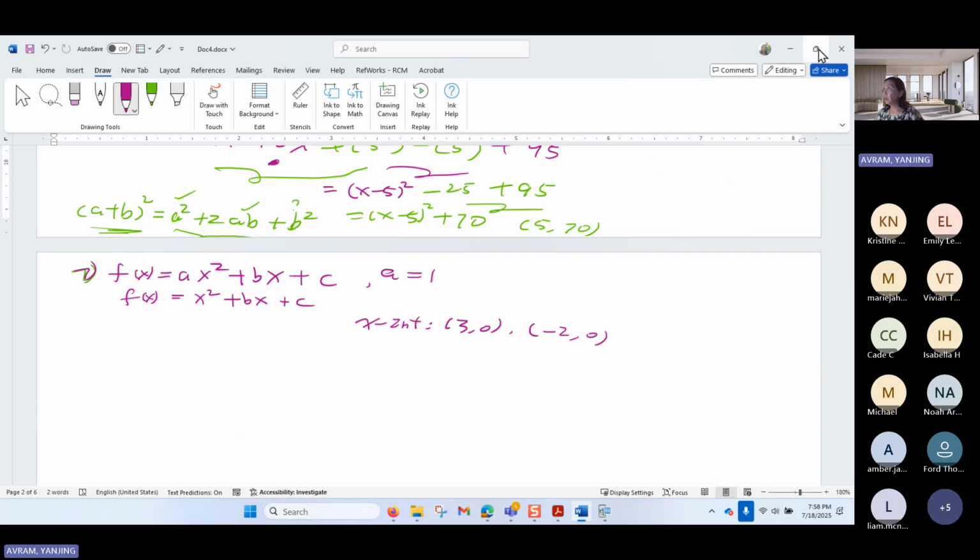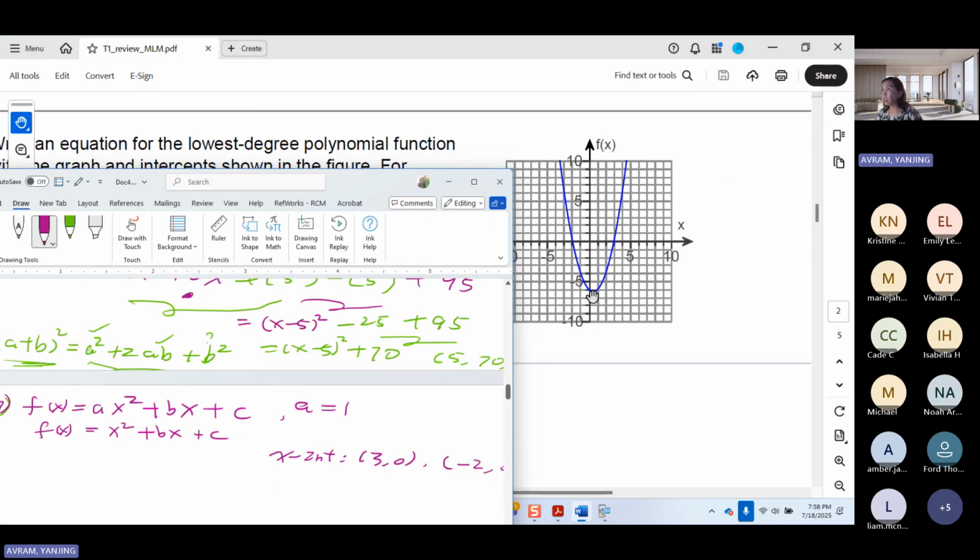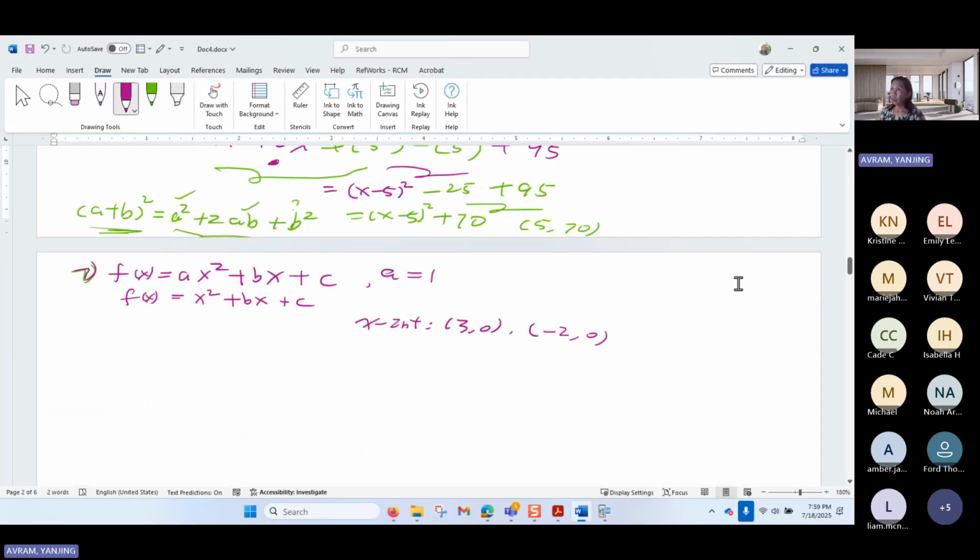Or if I want to find an easy one, I can use the y-intercept. The y-intercept looks like 1, 2, 3, 4, 5, 6. So x is 0, y looks like negative 6. So you have a y-intercept of 0 and negative 6, right? If I use this one, it's even easier. x is 0, so 0 squared plus 0b plus c. y is negative 6. So this is 0, this is 0, so I can find c is negative 6 right away.